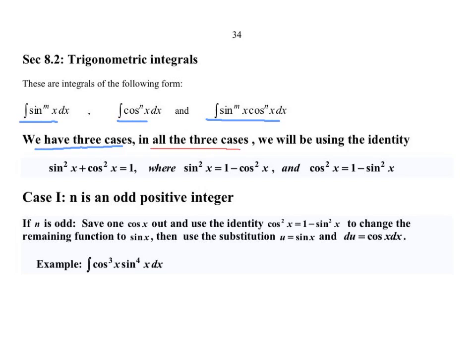In all three cases, we are going to use the identity sine squared plus cosine squared equals 1, which can be written like this: sine squared equals 1 minus cosine squared. This is how we are going to use it. Or cosine squared equals 1 minus sine squared.